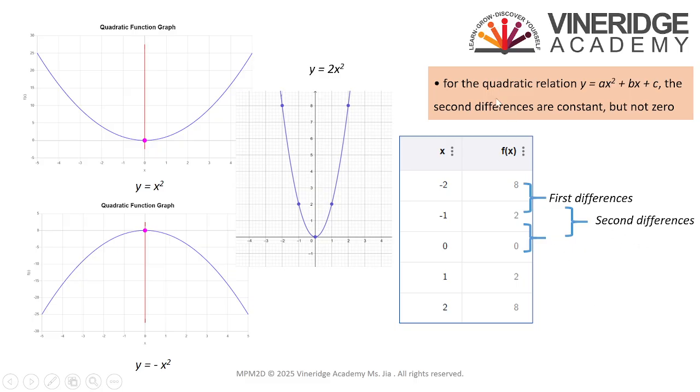So for a quadratic relation, y equals ax squared plus bx plus c, the second differences are constant, but not 0, right? So in our case here, we have second differences of 2, okay? So they're all constant, but not 0.